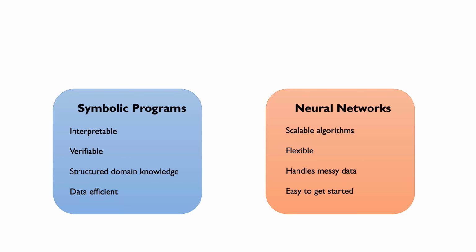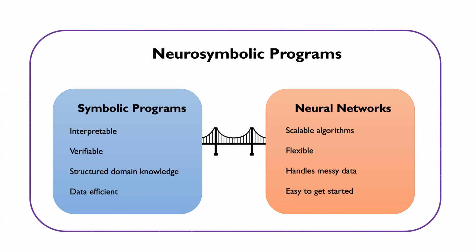So just going back to the top level. What we have been trying to convince you about in this tutorial is that there is this very rich space of neurosymbolic programming that is emerging, and you have this bridge possible between symbolic programs, which have these advantages of being interpretable, verifiable, using structured domain knowledge, data efficiency, and then on the other hand, neural networks, which have scalable algorithms, which are flexible, handle messy data.